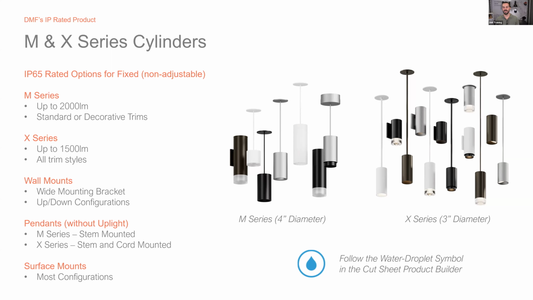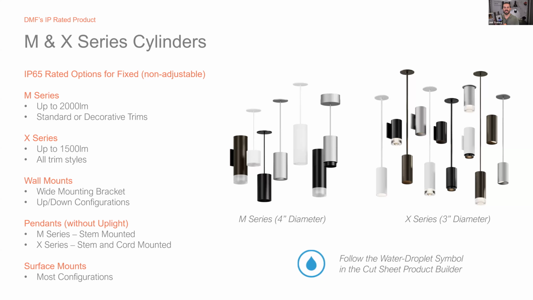In terms of our cylinders, M and X series both have options between 2,000 and 1,500 lumens between the two of them. There are a number of different trim types that can be used in these different applications, including some of our decorative trims. So this is, for example, a 4-inch pendant mount for the M series with a decorative trim that is IP rated. We have wall mounts for both families that fit into these categories. So the X series is our 3-inch diameter cylinder body that has a wet listed or IP65 listed option.